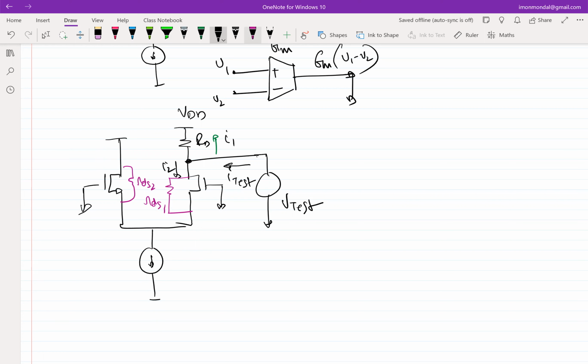So I have to look into here and see what is connected this side. Mark this one M1, this is M2. So what will be the impedance looking into the source of M1?